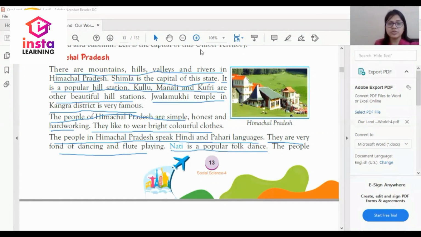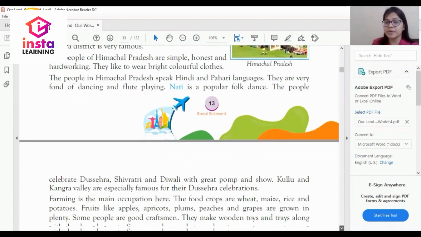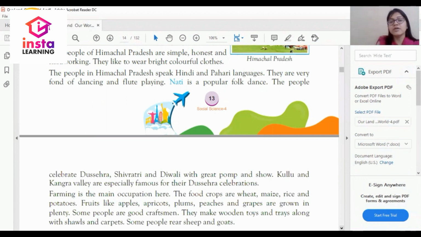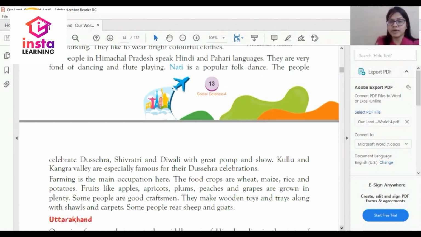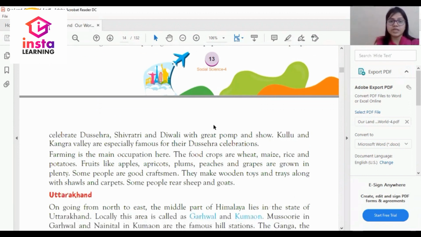So, dear student, this is a very important question. What is the local language of Himachal Pradesh? So, the answer is Hindi and Pahari are the famous languages mostly spoken in Himachal Pradesh. And what is the famous popular folk dance of Himachal Pradesh? Nati is the popular folk dance of Himachal Pradesh. The people of Himachal Pradesh celebrate Dashera, Shivratri and Diwali with great pomp and show.